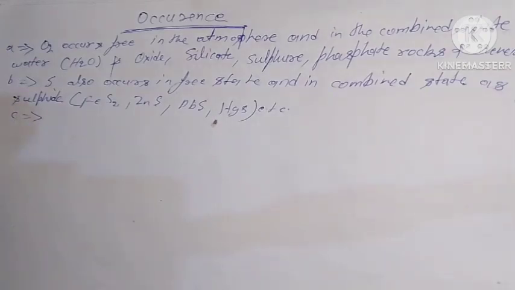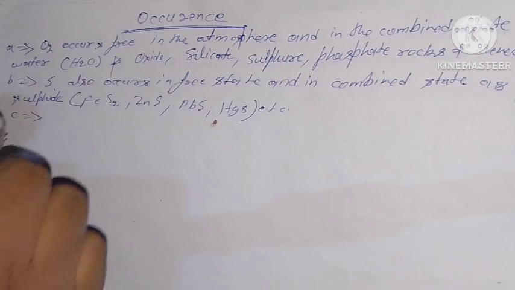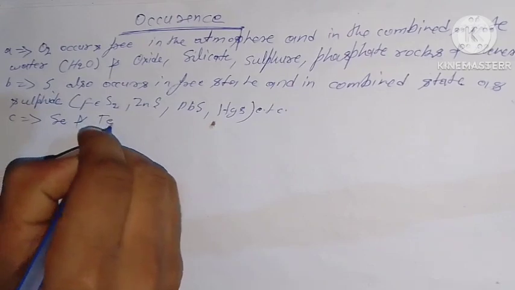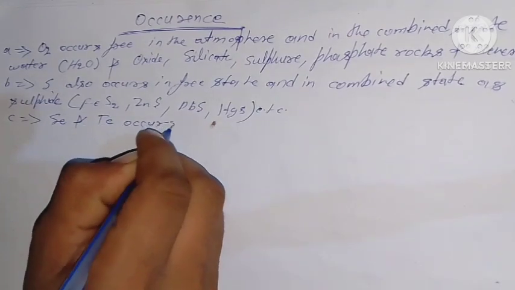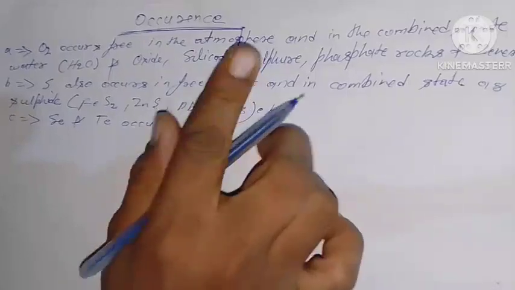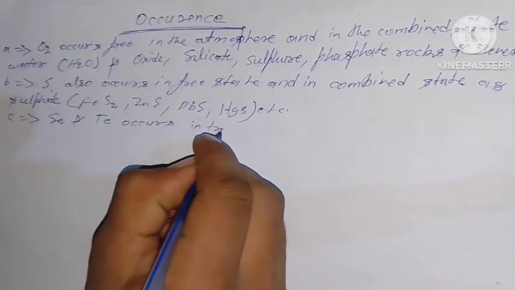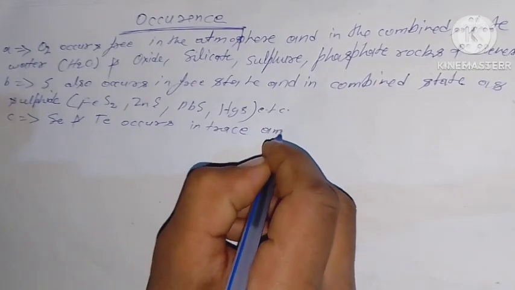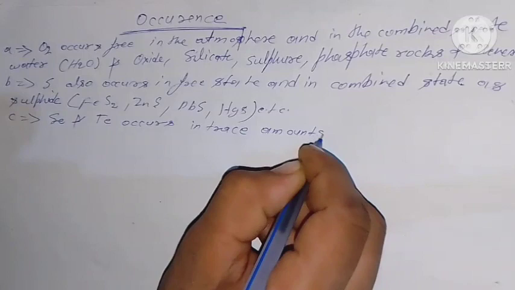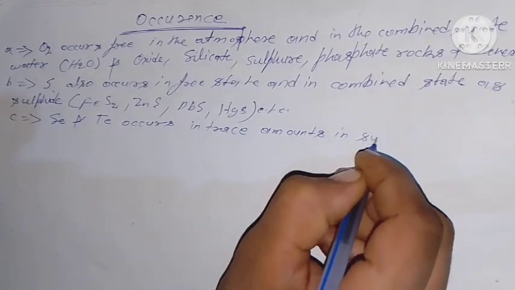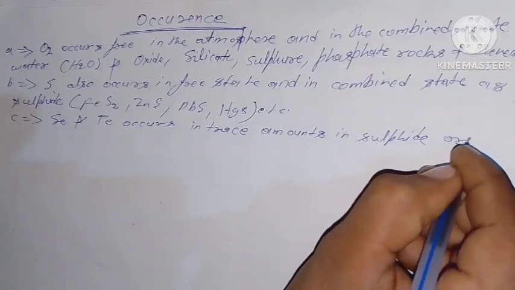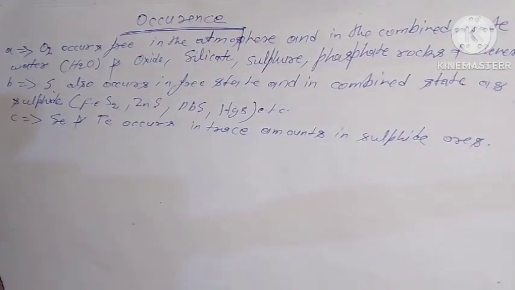C point. Selenium and tellurium occur in trace amounts in sulfide ores. Okay, selenium and tellurium occur in trace amounts in sulfide ores.